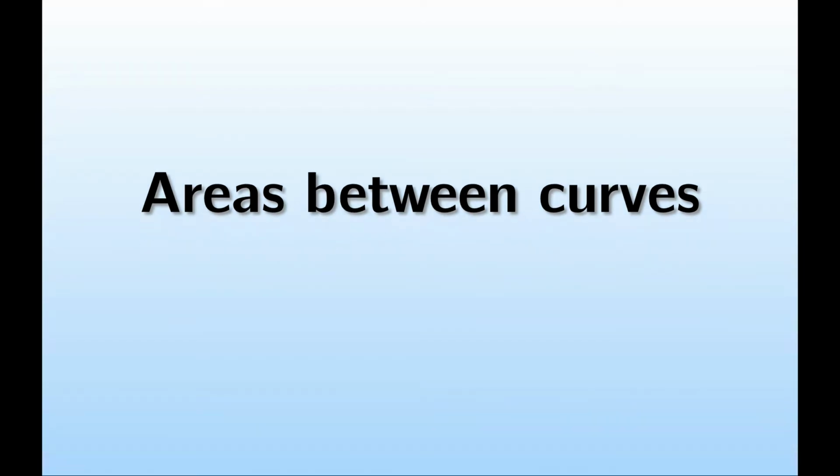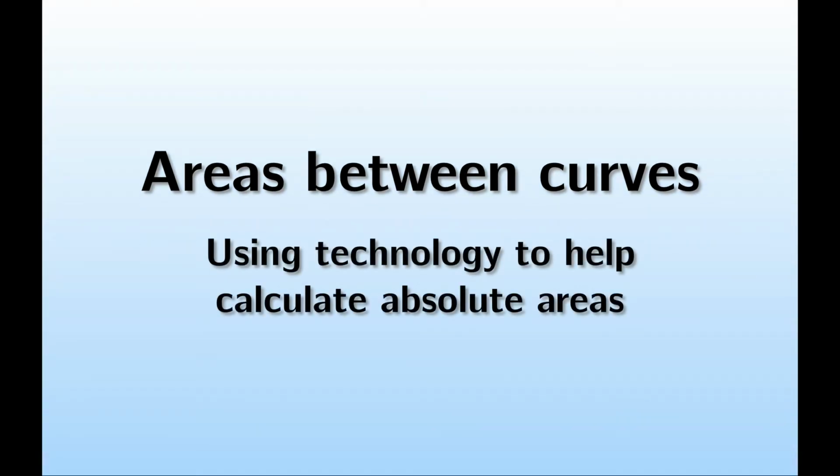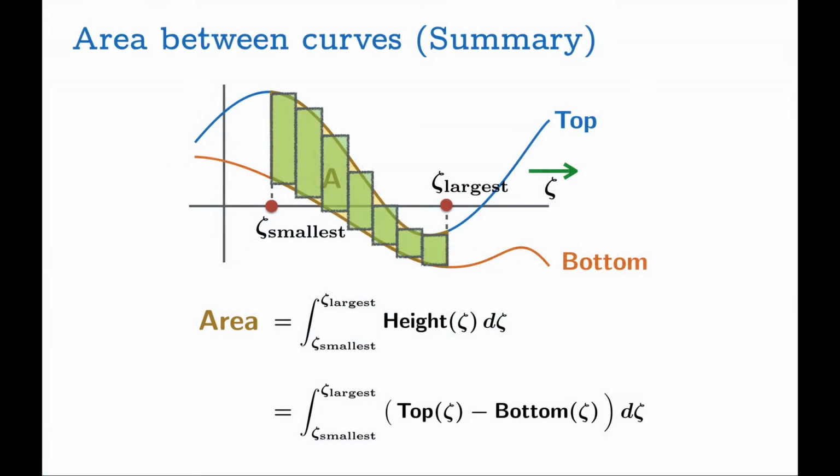Hey everybody. In this video we're going to use technology to help calculate absolute areas. So let's recall what the strategy is for finding absolute area. You essentially identify your integration variable. In this case it's the variable that corresponds to the horizontal axis, and you integrate from the smallest to the largest value, which encompasses your region, and you have to integrate the top function minus the bottom function.